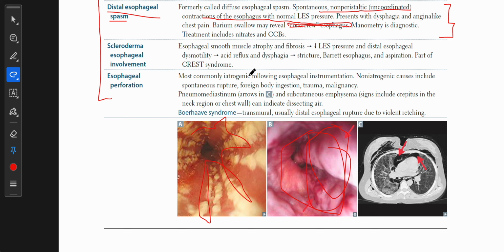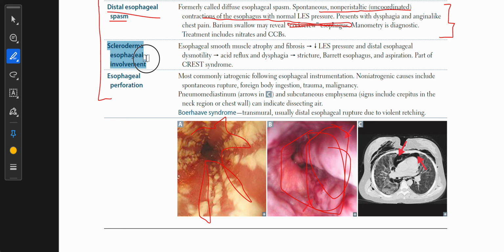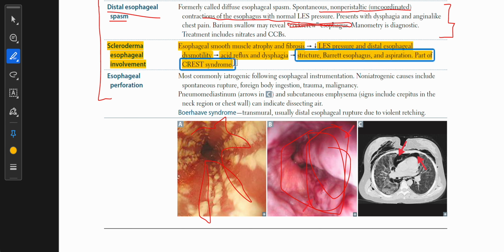And the other disease we have here is scleroderma esophageal involvement. It is the case that esophageal smooth muscle atrophy and fibrosis occurs, which will lead to a decrease in LES pressure and esophageal dysmotility, that will lead to an increase in acid reflux and dysphagia, that will lead to stricture, Barrett esophagus and aspiration, and it is also part of CREST syndrome.